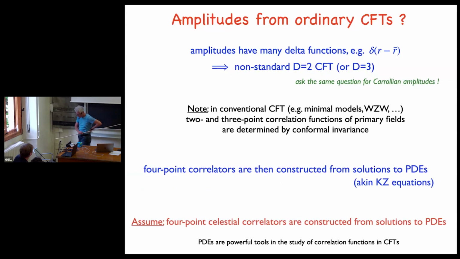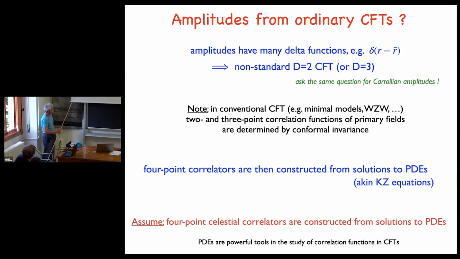And of course, what we know from minimal models or Wess-Zumino-Witten models and so on is that we have the standard conformal field theory, and then 2 and 3-point correlation functions are determined by conformal invariance, and then 4-point correlators are constructed from solutions of partial differential equations, in particular Knizhnik-Zamolodchikov type equations. And this is what we want to adapt, to see whether we can have something similar for these conformal field theories.